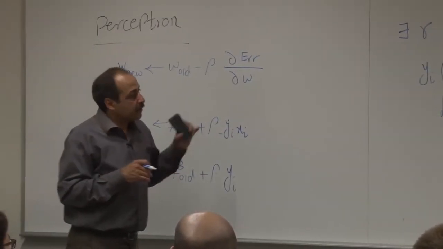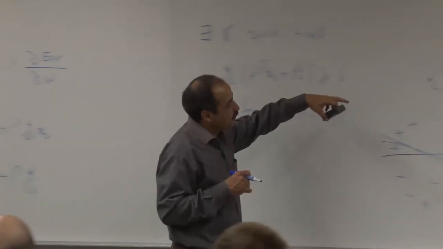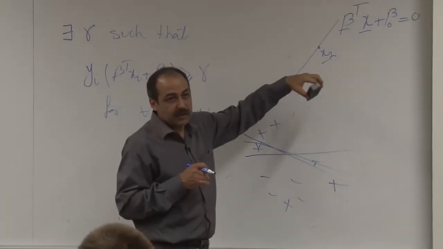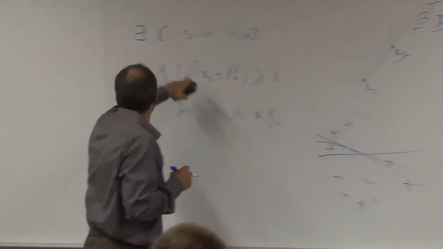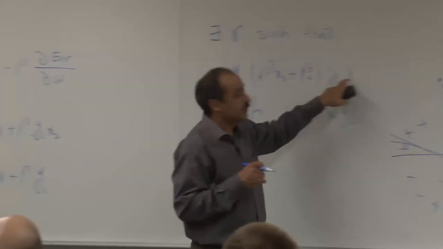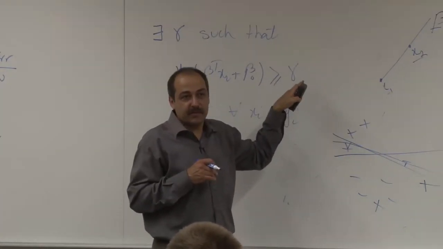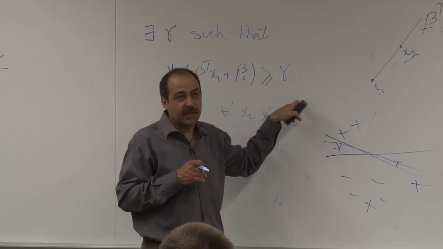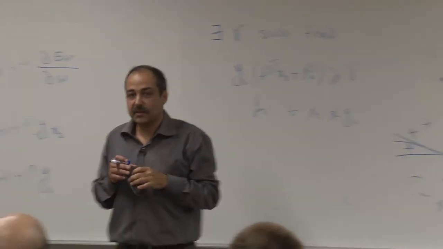In a finite number of iterations, you can prove that you can find a solution, and this finite number depends on this gamma. The larger the gamma is, the fewer the number of iterations. The smaller the gamma is, the more iterations.